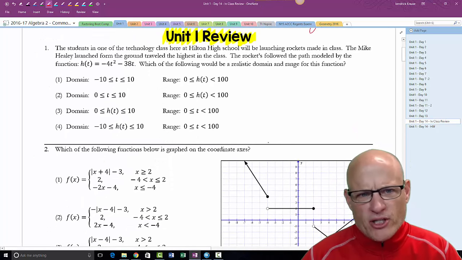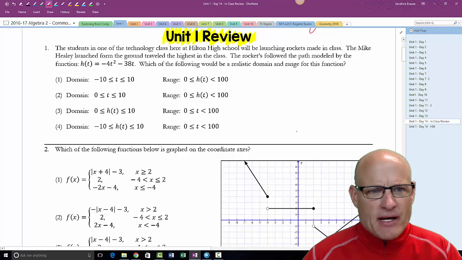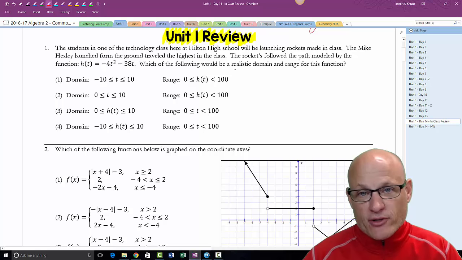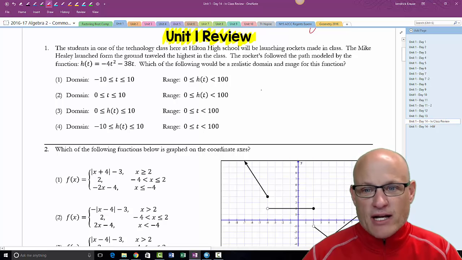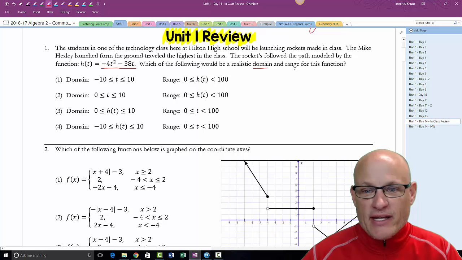The students in one of the technology classes here at Hilton High School will be launching rockets made in class. The Mike Healy launched from the ground, traveling at a height, the highest in class. Clearly, I'm a math teacher because English is a second language for me, apparently. I can't read today. The rocket followed a path modeled by this. Which of the following would be a realistic domain and range for this function?